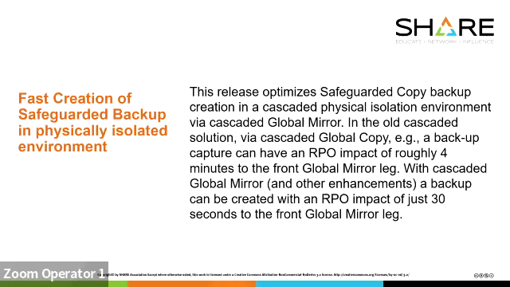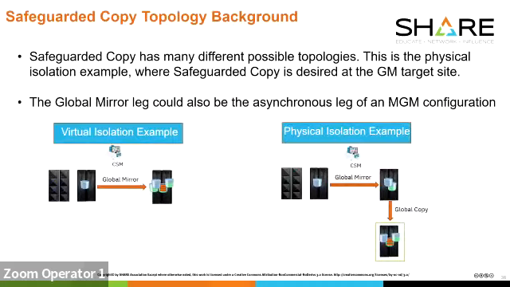One of the other improvements that we did was to create the safeguarded copy faster. We're constantly trying to improve the time to create the backup, to make that shorter and shorter. So one of the things that we did was, in the Global Mirror leg, we do have a new way of doing things. So we'll go over some reminders of the topologies.